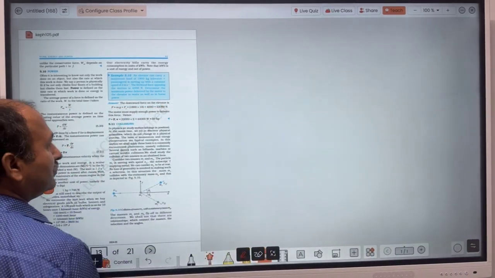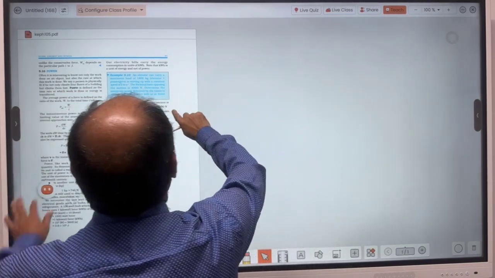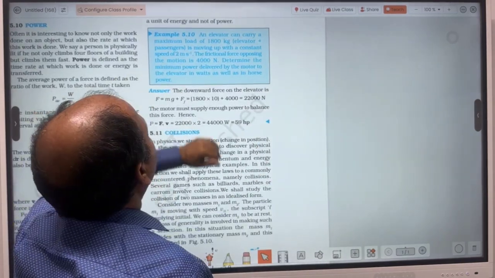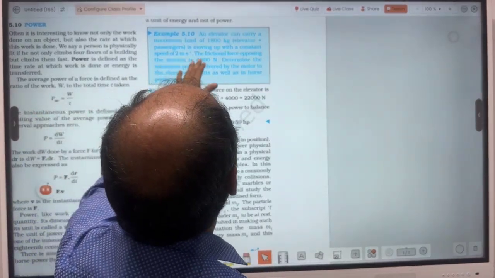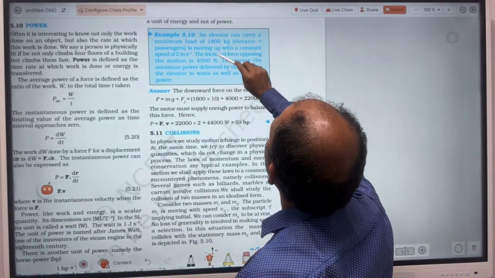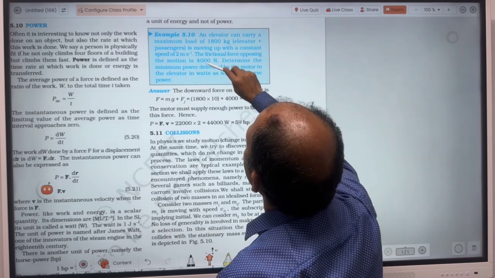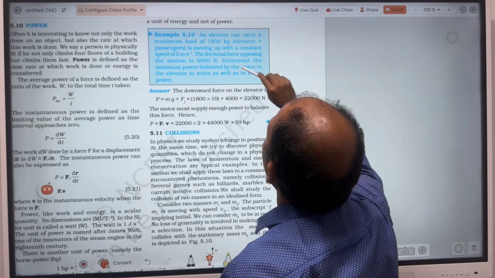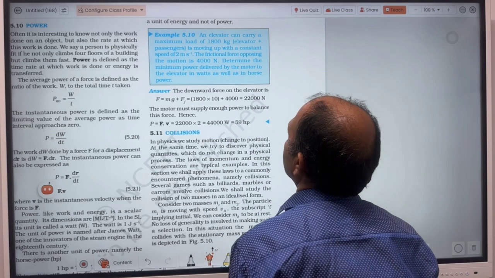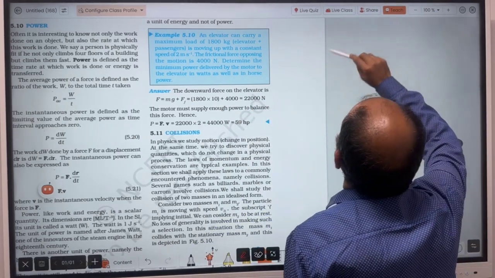So you have understood. Now there is one question here. The question is, you can read it. An elevator can carry a maximum load of 1800 kg. So load is given 1800 kg and the elevator is moving with the speed 2 meter per second, and there is a frictional force opposing the motion, whose value is 4000 Newton. You have to find out the minimum power delivered by the motor to the elevator in watts as well as in horsepower. So here what you do, just find total force.